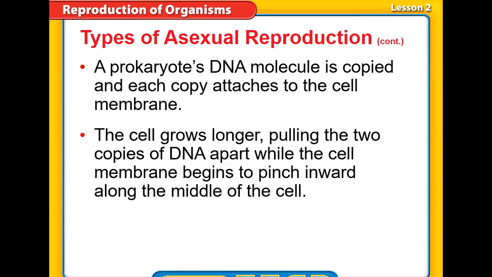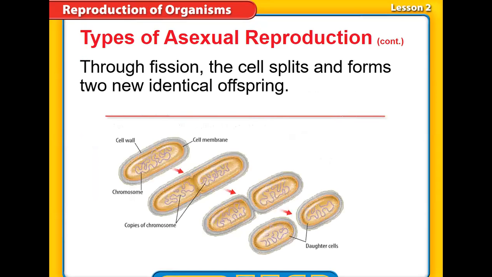Then the cell starts to pinch inward, as we said before, until it completely splits into two new cells. That's how it looks. So through fission, the cell splits and forms two new identical offspring. That is the bacterial cell, and we can see here the DNA swimming in cytoplasm. We make a copy of the DNA, then each copy moves farther from the other to give a chance to the cell membrane to pinch inward at the middle. Then it cuts into two daughter cells, which are exactly like the first one.